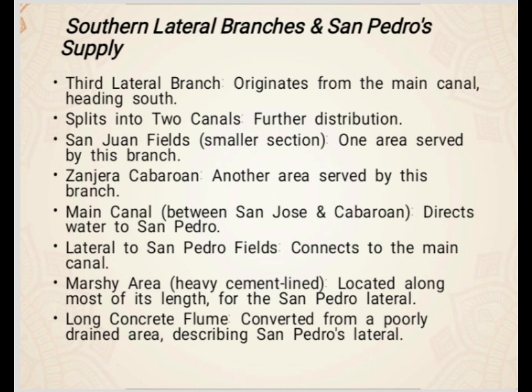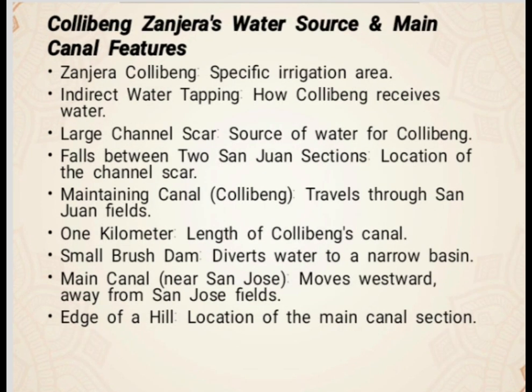So, Colibeng Zanzara's water source and main canal features. Zanzara Colibeng has a specific irrigation area. Colibeng receives water by indirect water topping. A large channel scar is the source of water for Colibeng. It falls between two San Juan sections, the location of the channel scar. This is the maintaining canal for Colibeng.